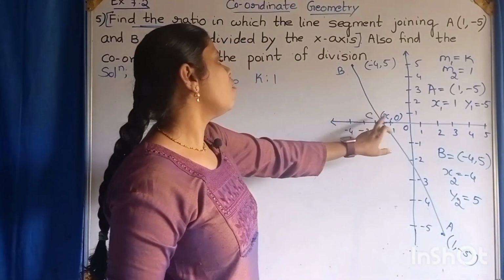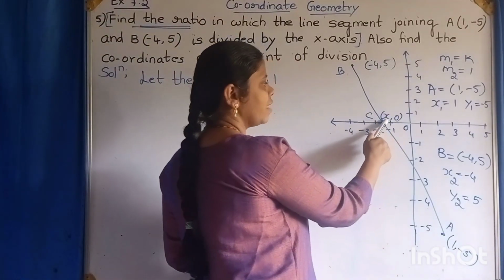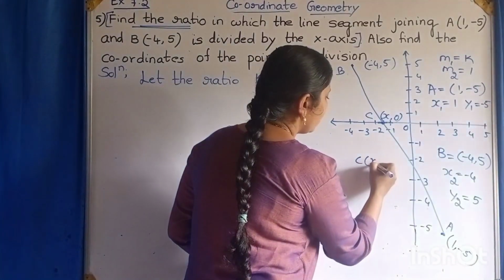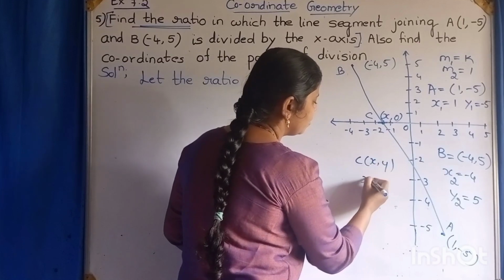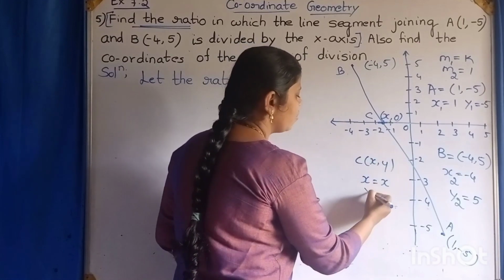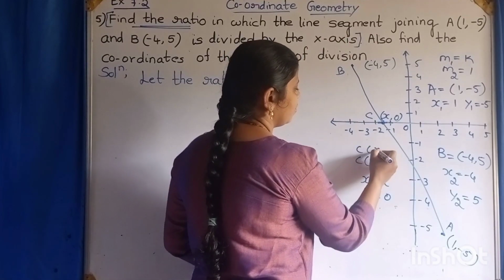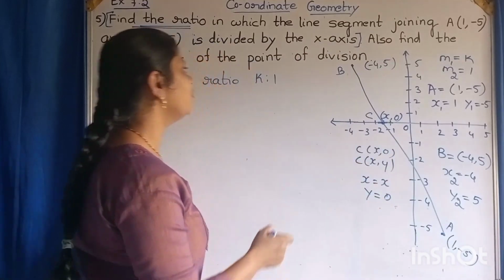And C of (x, y): the x coordinate is x and the y coordinate is 0, isn't it? That is, C of (x, 0), which means the y coordinate is 0. Okay.